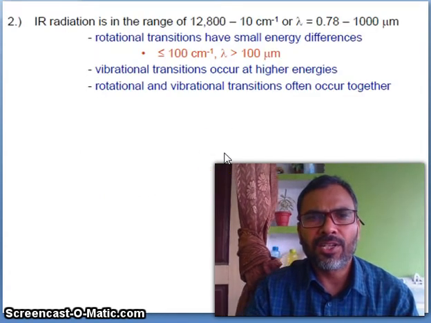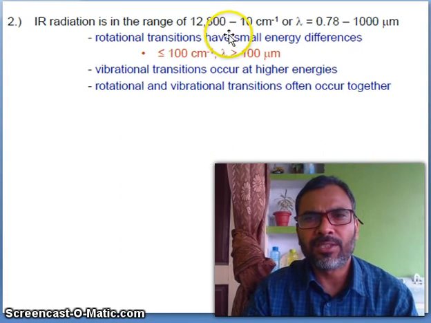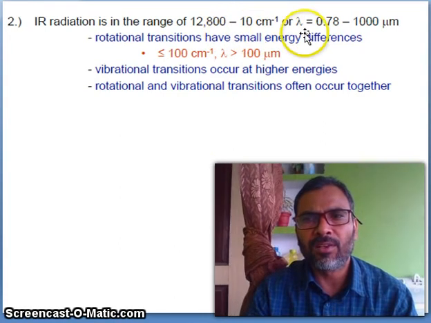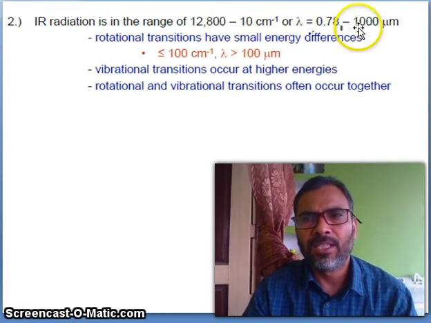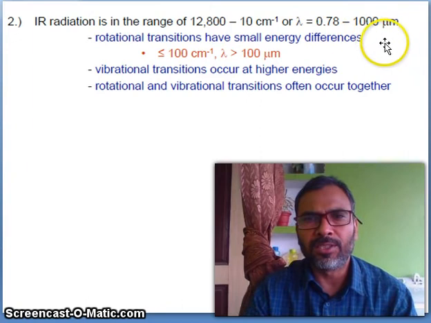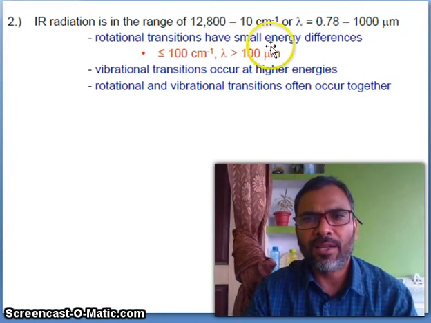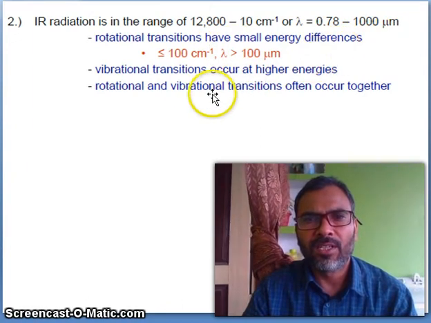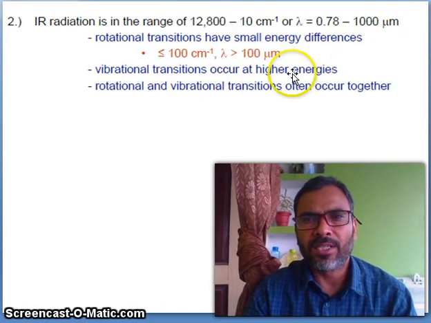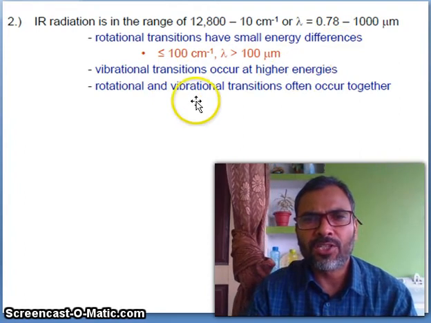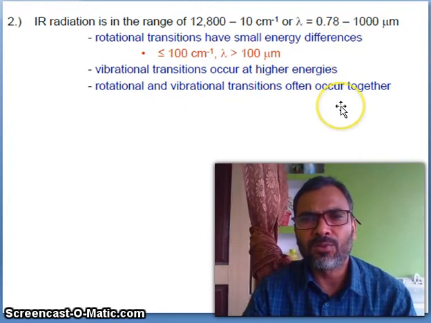So IR radiation is in the range of 12,800 to 10 centimeter inverse, or lambda 0.78 to 1000 micrometer. Rotational transitions have a small energy difference. Vibrational transitions occur at higher energy, and rotational and vibrational transitions often occur together.